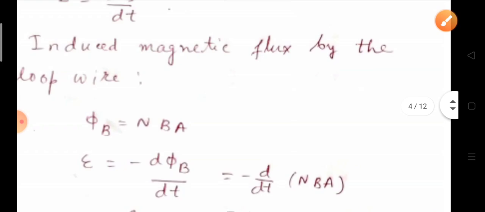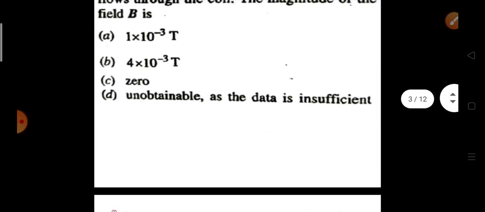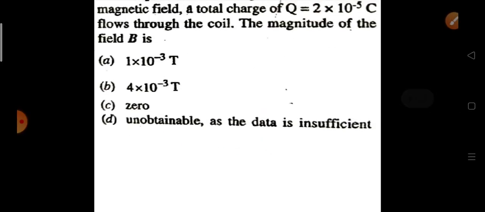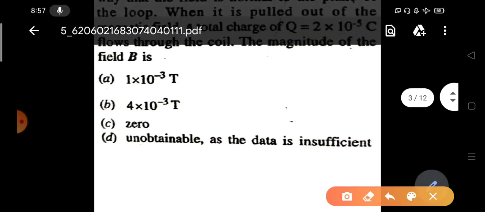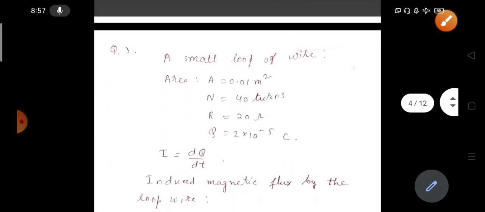So what is the answer here? Let us find the options. That is 1 into 10 to the power minus 3 Tesla, so option A is the correct option.